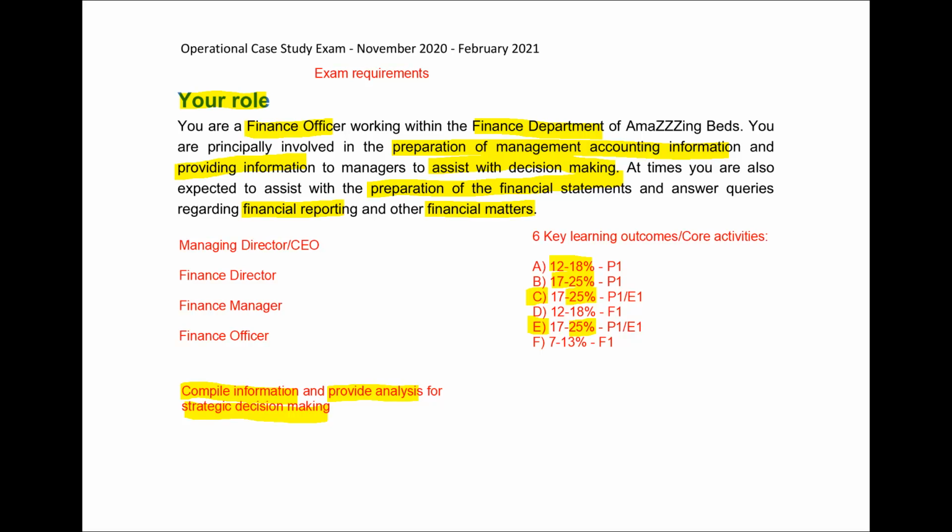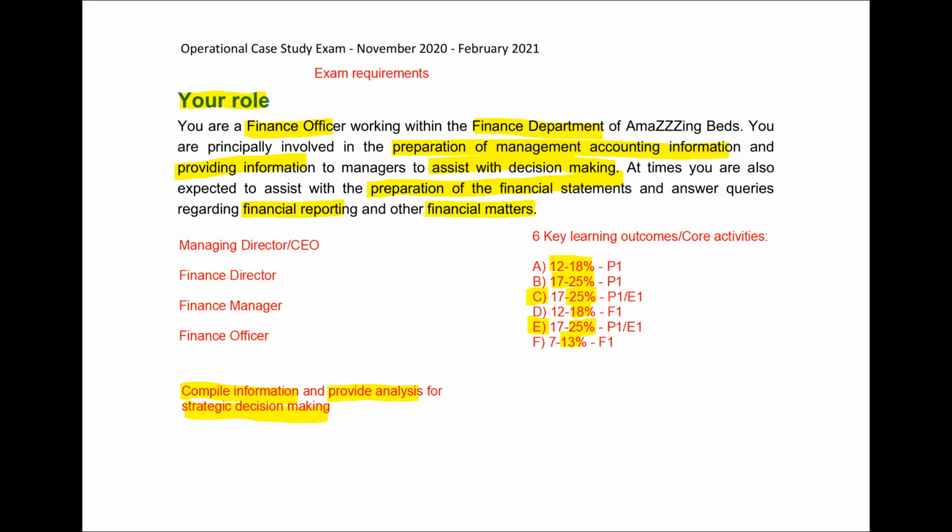So core activity D, which can account for up to 18% of your exam, centres around F1, and this is where your financial reporting knowledge will be tested, as well as your knowledge of other key topics from F1 like governance, tax, and also ethics, which is always an important topic at case study level. And this sentence also covers the last of our key learning outcomes, okay? So, key learning outcome F, which can account for up to 13% of your exam, centres around working capital, okay? So, another prominent part of the F1 syllabus.